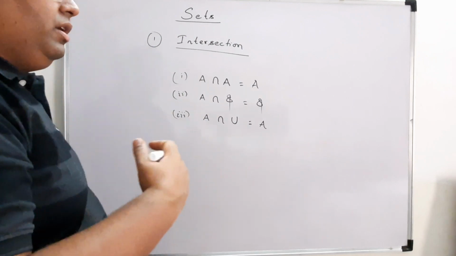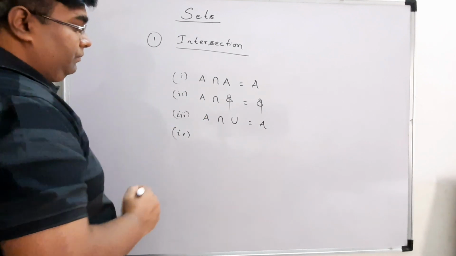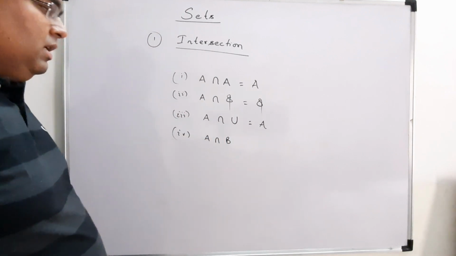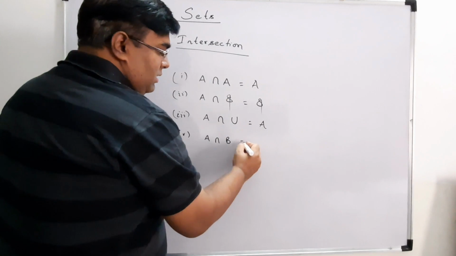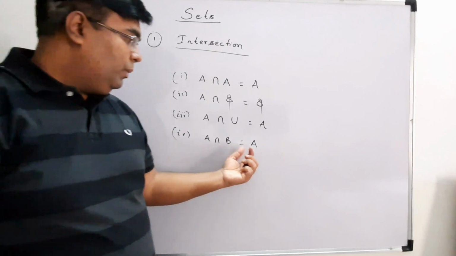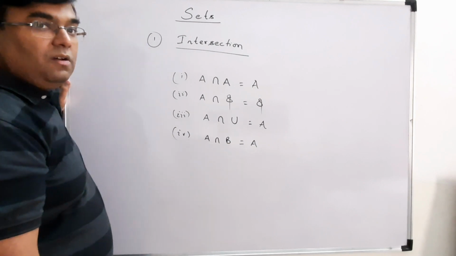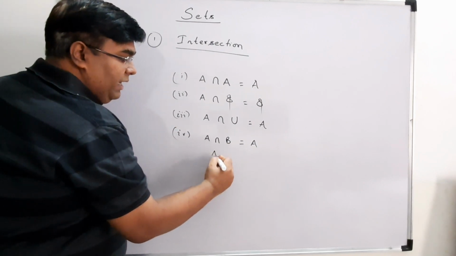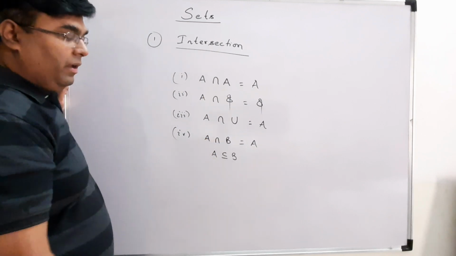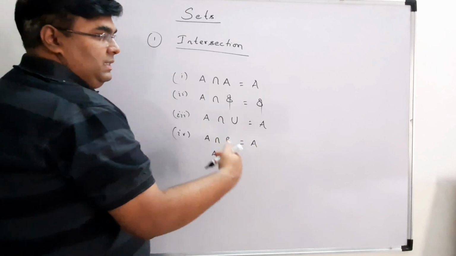Now we will talk in relation with another set. So the fourth property. Suppose A intersection B is equal to A. What is the meaning of this? A intersection B comes out to be A, meaning all the elements of A are common with the elements of B. It means that A is a subset of B. And reverse also: if A is a subset of B, then A intersection B will be A. Let us see by example.